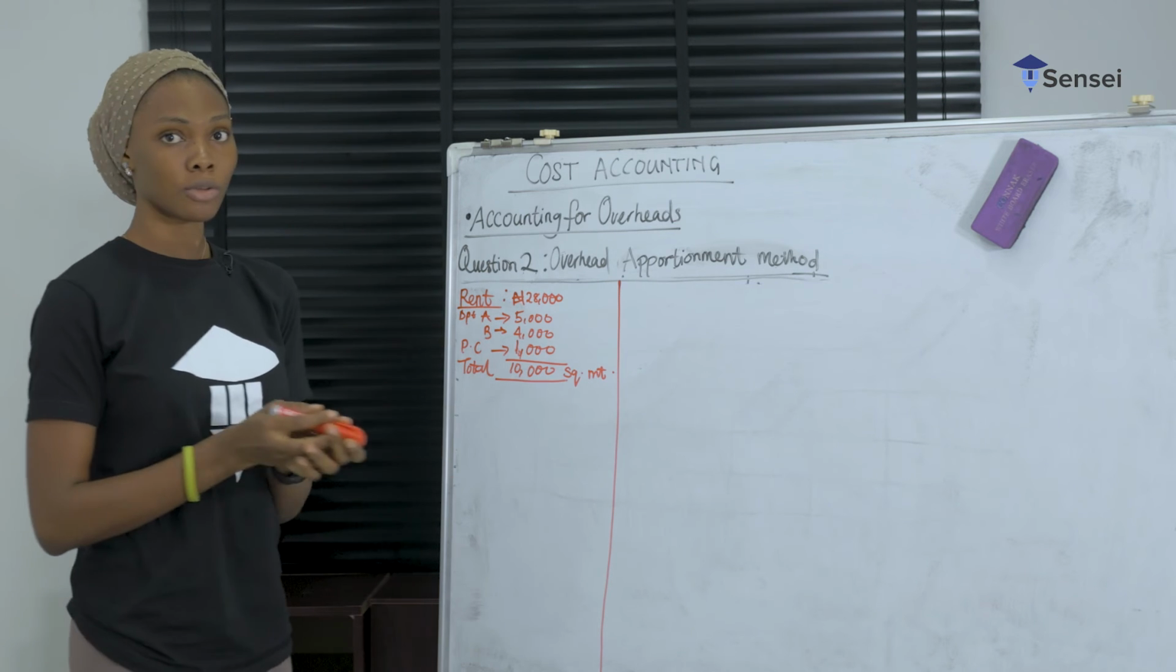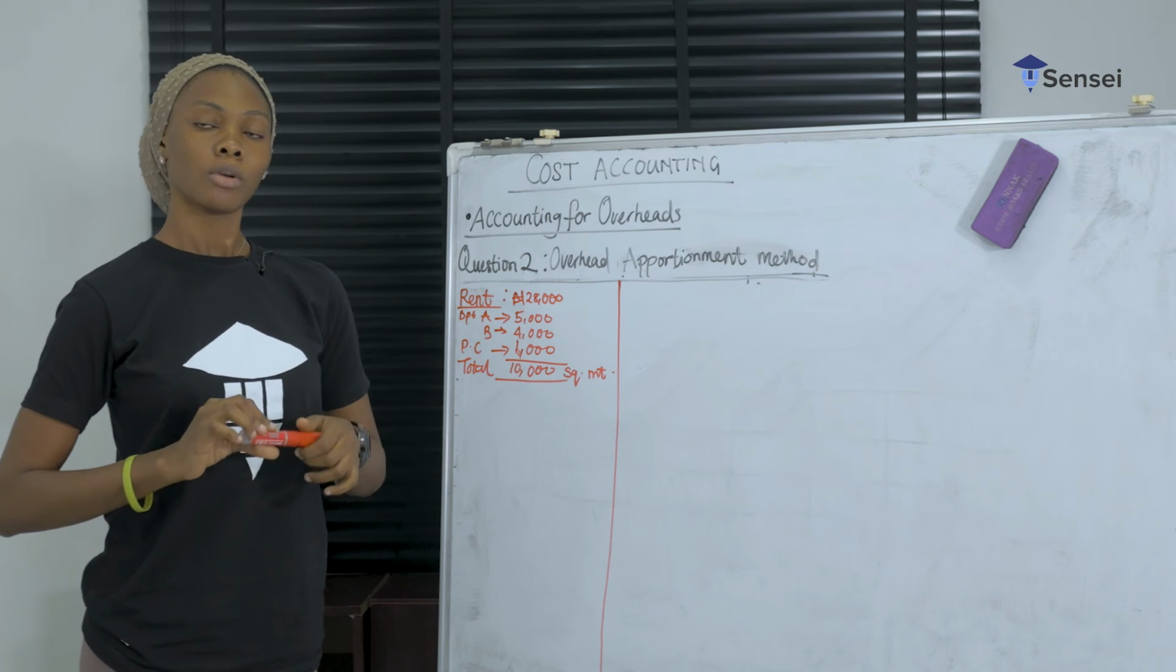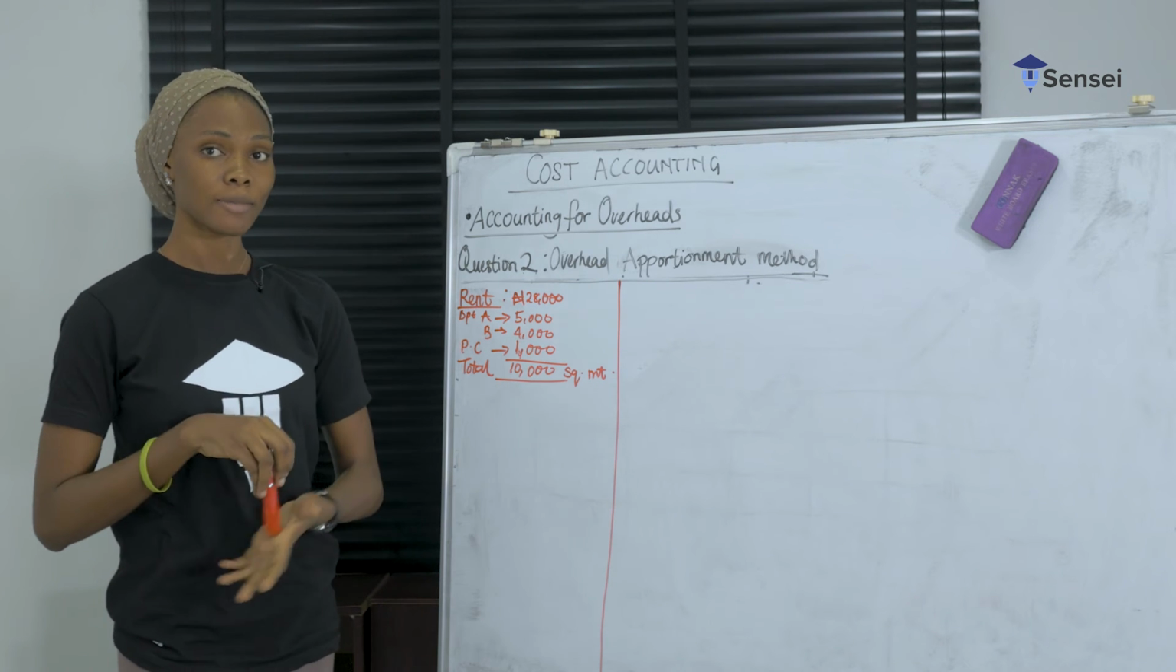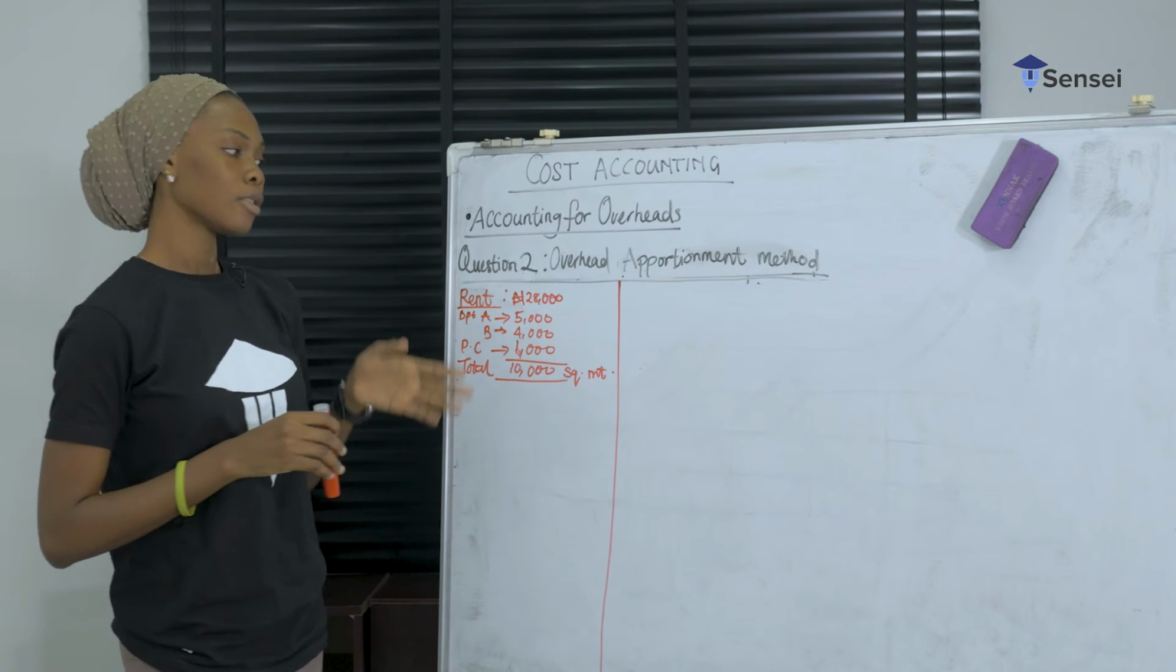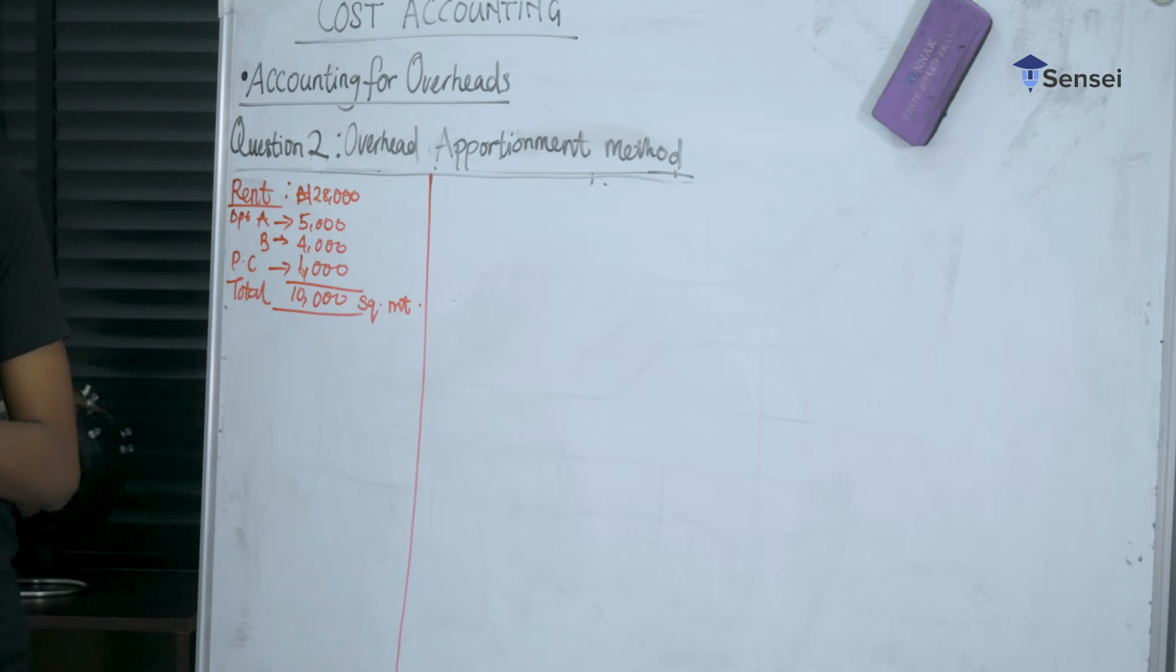So the next thing we are going to do now is to explain how we were able to share the rent cost of 28,000 naira among the cost centers using the areas in square meters as a basis of apportionment. So here's the solution right here.